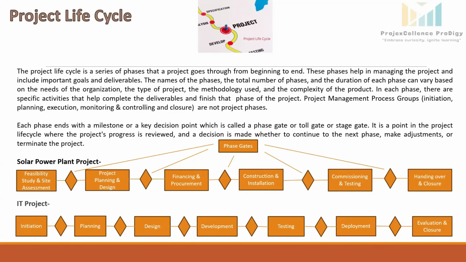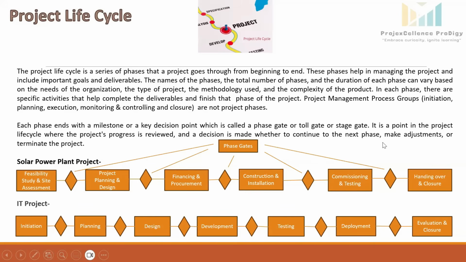So there shouldn't be any confusion between the project phases and the project process groups. In each phase there is possibility that all the process groups will be followed. Each phase ends with a milestone or a key decision point, which is called a phase gate or toll gate or stage gate. Here, these diamond shaped symbols represent the phase gate.